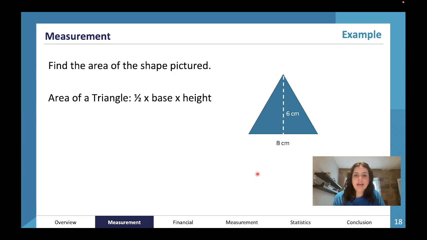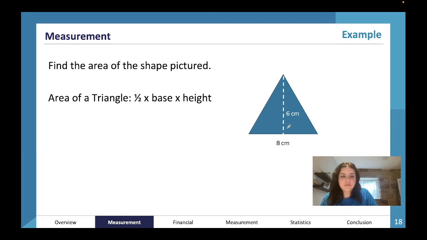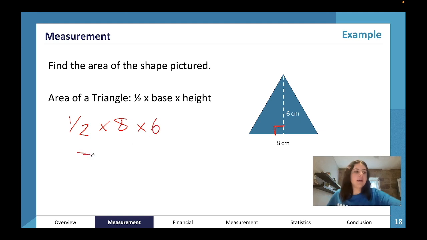So measurement, find the area of the shape pictured. So we have the area of a triangle, half times base times height. So how are we going to work this out? Because it's a right angled triangle, we have our right angle here. It's an easy triangle. It doesn't require any trigonometry knowledge. Half times base times height. So we're going to do half times our base, which is 8, times our height, which is 6. And let me get out my calculator.